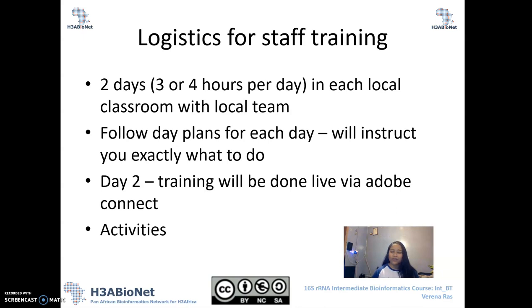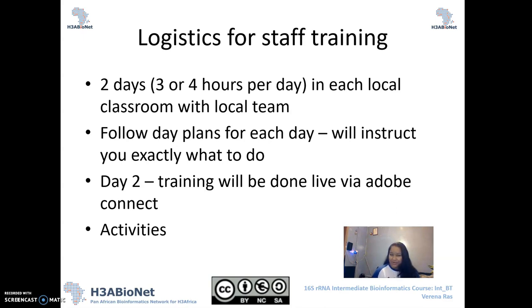Now, for each of the staff training days, there have been day plans created that will instruct you on exactly what you need to do in the classroom. So if you haven't had a chance to look at the day plan yet, please go ahead and take a look at it now so that you know exactly what will be coming up throughout this session as well as for the Wednesday session.